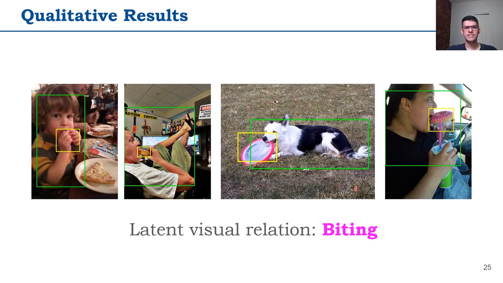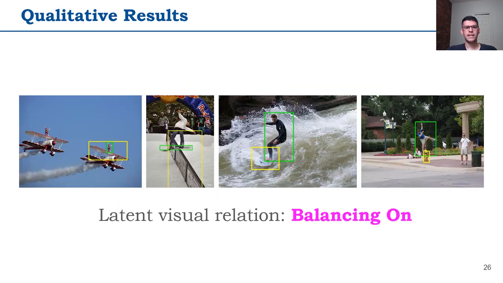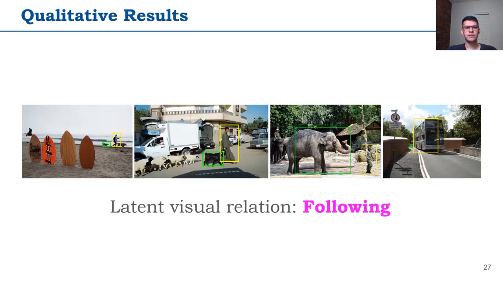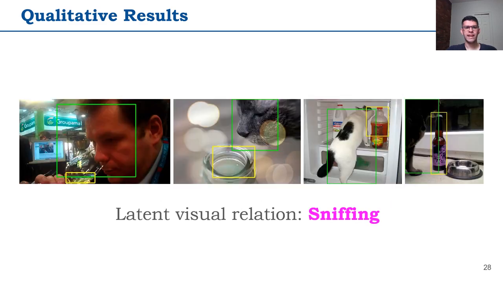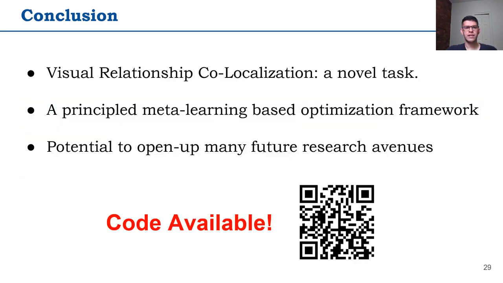Here are some visual results using our method: biting, balancing on, following, and sniffing. To summarize, we introduced a novel task of visual relationship colocalization.